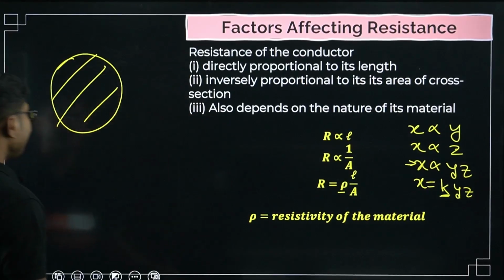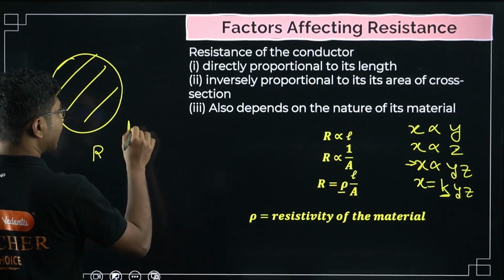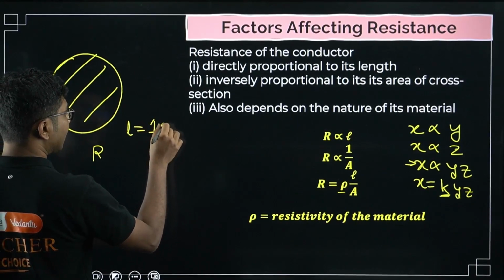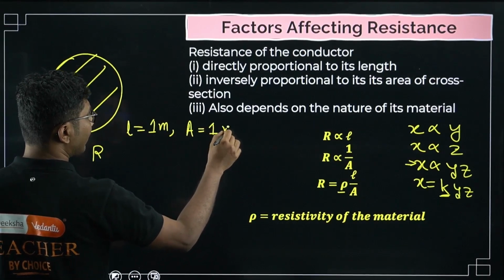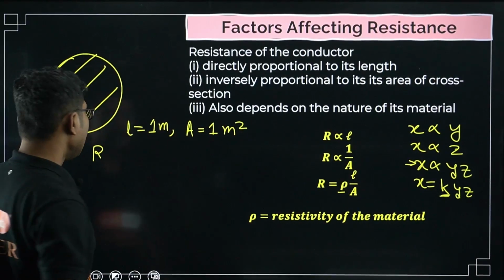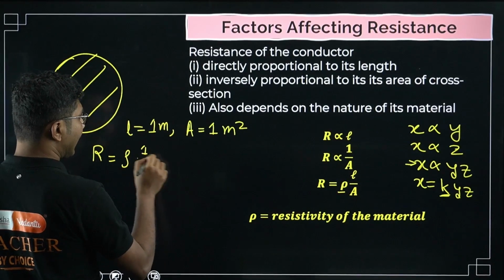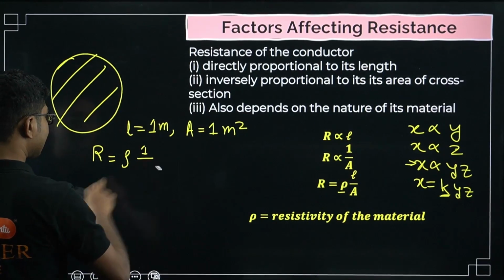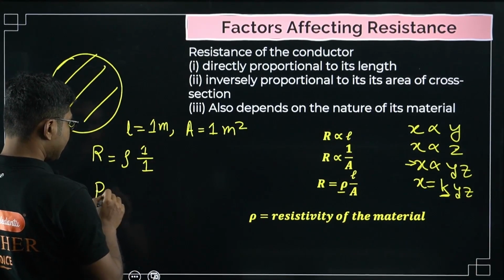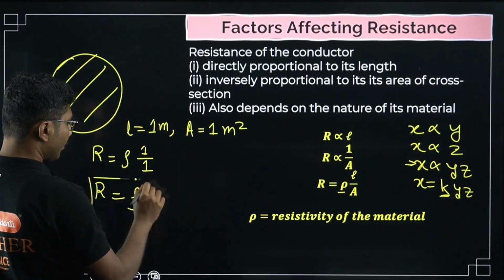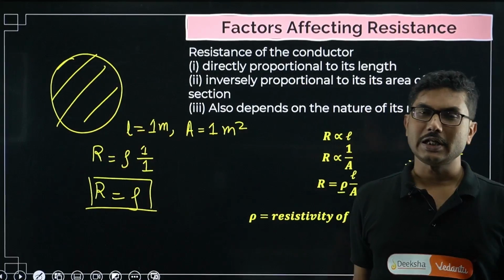Now resistivity can be defined, even though that is not there, if you take, say, length equal to 1 meter and area equal to 1 meter square. I am taking SI units. Then resistance of that wire will be rho, since L is 1 and area is also 1. So you can say resistance of that wire itself is the rho. So resistance equals rho. So rho is basically the resistance of unit length and unit cross sectional area.